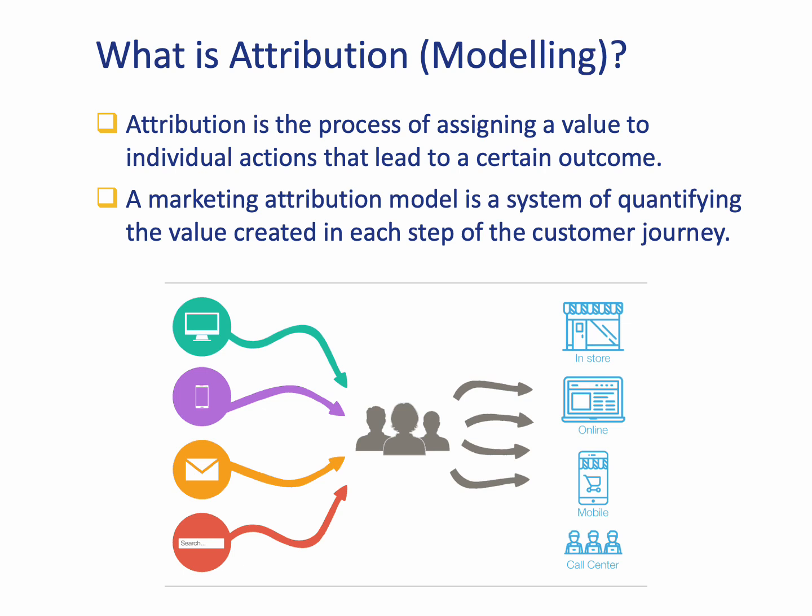Okay, so now that we know what attribution is, what is attribution modeling? A marketing attribution model is a system of quantifying the value created in each step of the customer journey. So when a prospective customer makes a purchase, an attribution model is used to assign credit for that sale to one or more of the marketing touch points where the customer interacted. Attribution models help marketing teams understand the steps that customers take in the purchasing process and the touch points that prospects interact with as they move through the marketing funnel.